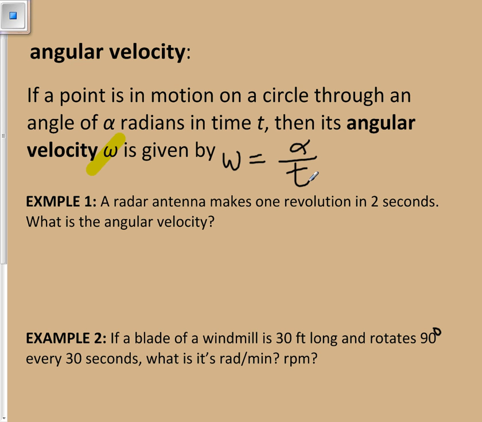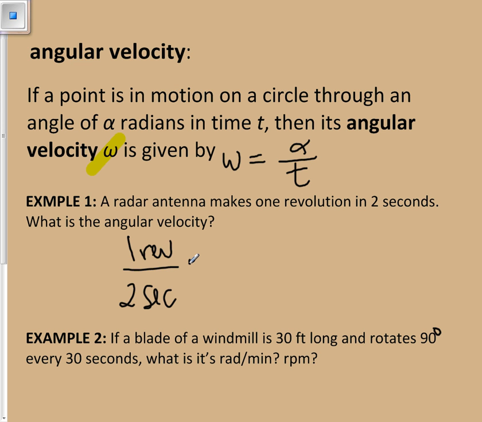So let's look at example number 1. We're going to look at a radar antenna. It's going to make 1 revolution in 2 seconds. What is its angular velocity? So I have 1 revolution divided by 2 seconds.